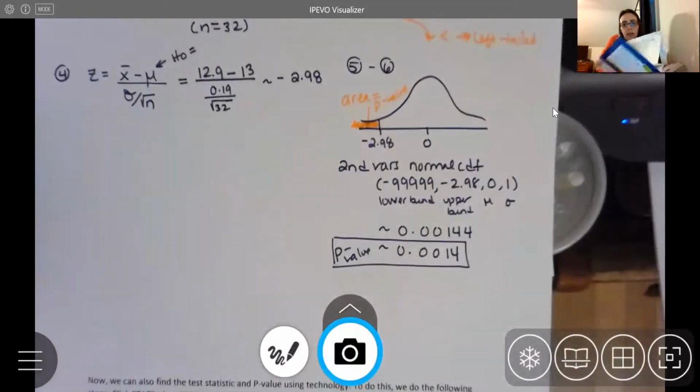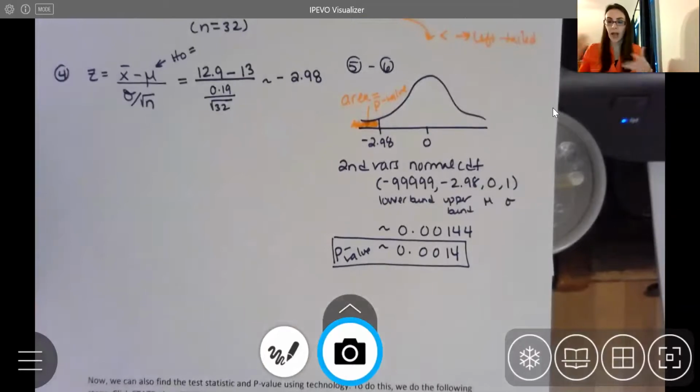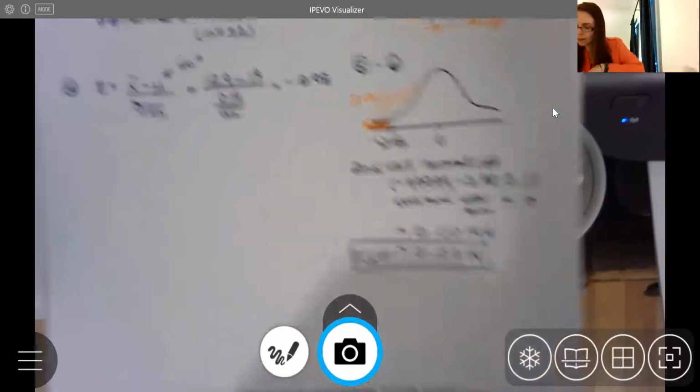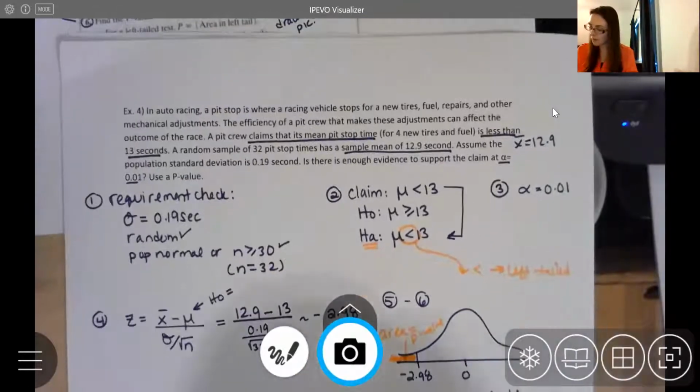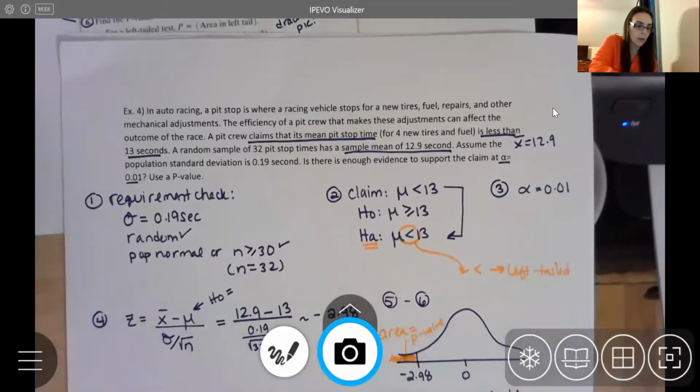You just want to be careful with the z-score table. Remember that it only gives areas to the left. So if you need the area to the right, you'll have to subtract from 1 instead to get the correct value. All right, so that is part 5 and 6. And let's see.